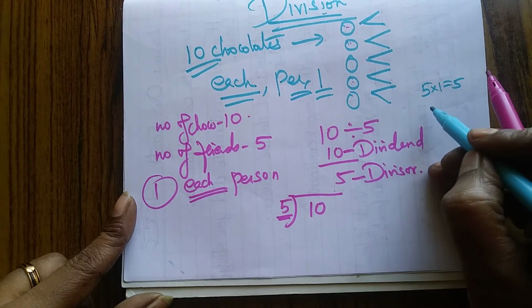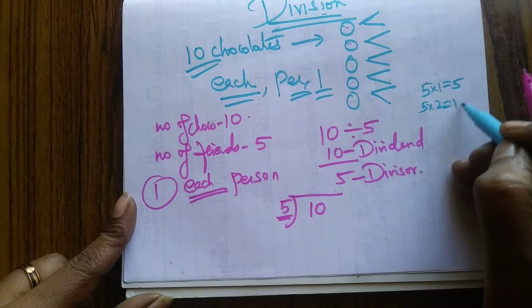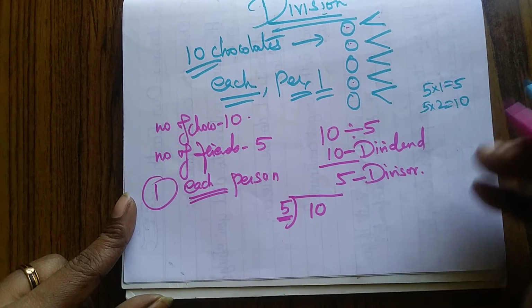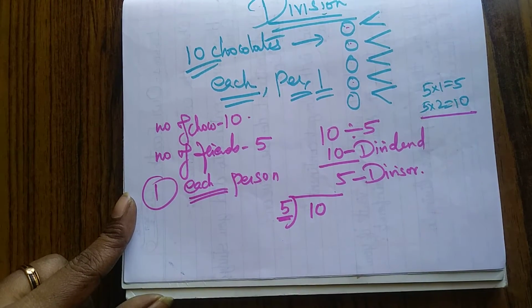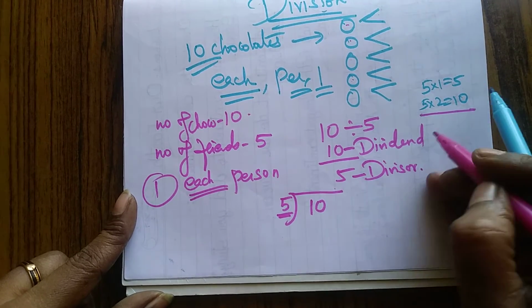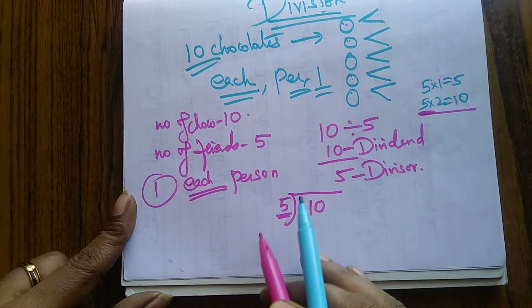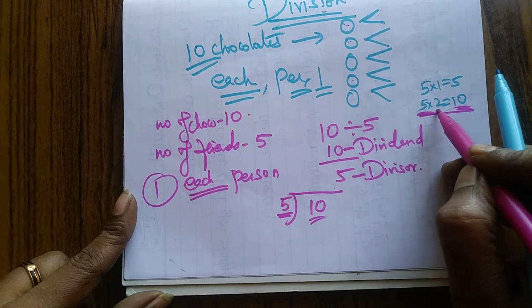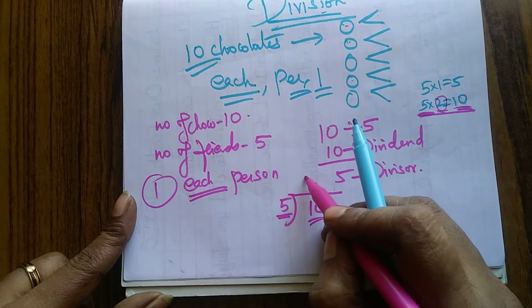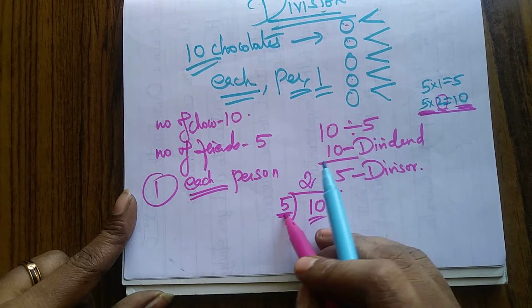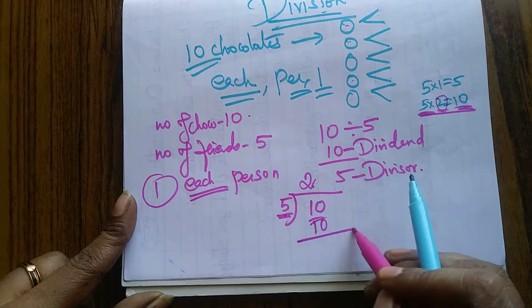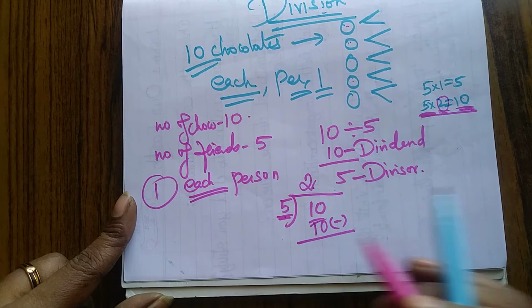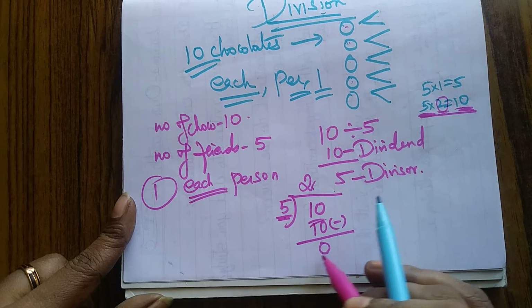Now 5 ones are 5, 5 twos are 10. So at the beginning itself the answer has been caught. 5 is already here, it's the divisor. And 10 is the dividend, it's also here. So what do I have to write? It is nothing but 2 above. And 5 twos are 10. And you have to subtract these two and you will get the remainder 0.